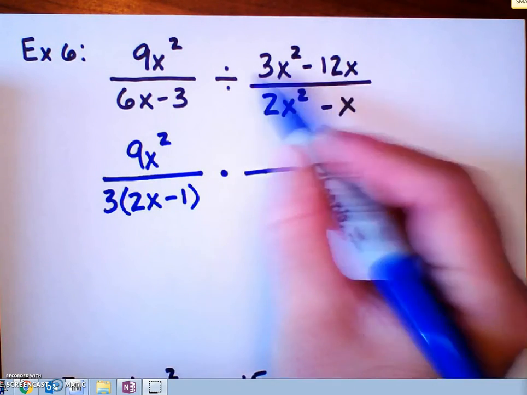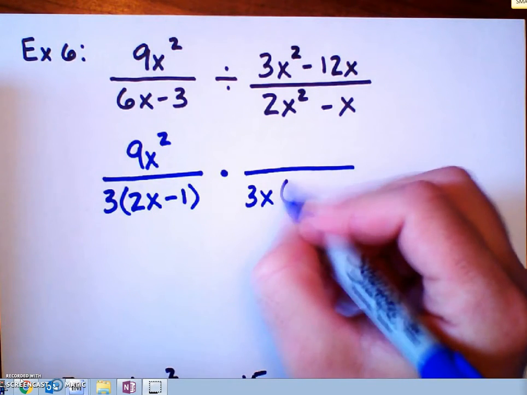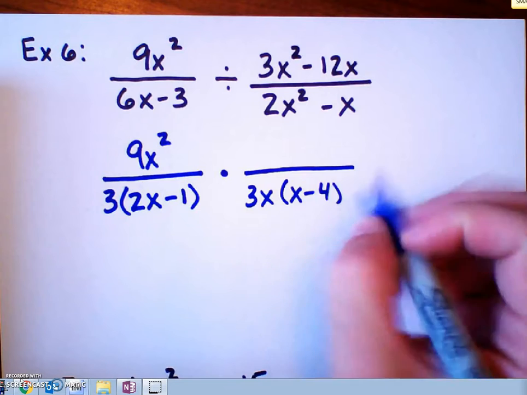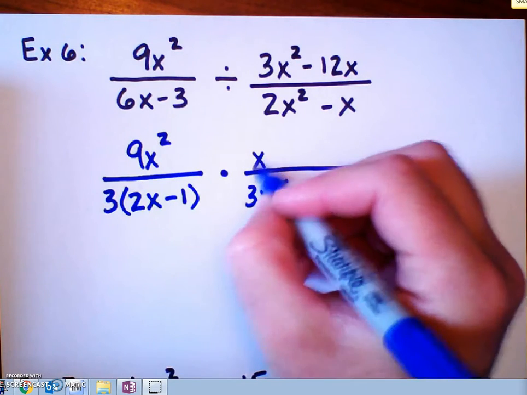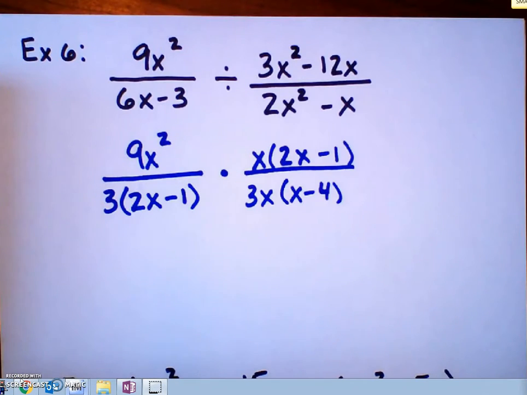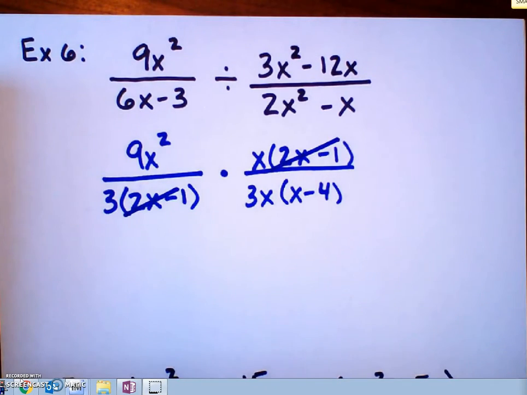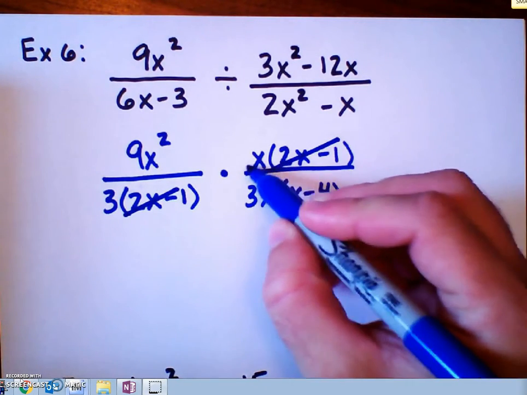You can take out a 3x, and you'll be left with x minus 4. Here you can take out an x, and you'll be left with 2x minus 1. Okay, now we can start canceling. If you notice, the 2x minus 1s are the same, they cancel. And let's see here, these x's will cancel.